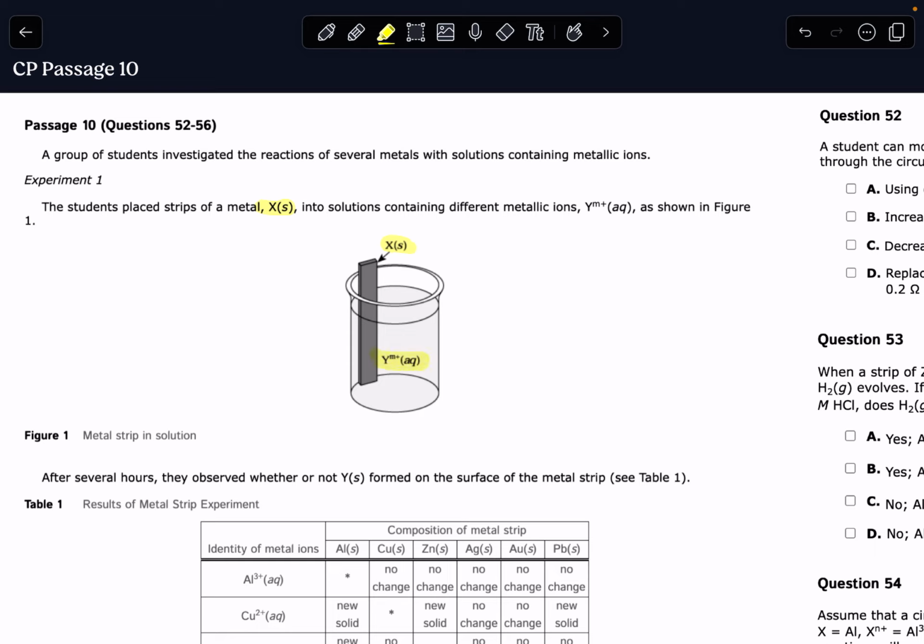So Y^(m+)(aq), this is a metallic ion that's carrying this positive charge, right? M can be 2+ or 3+, M can be anything depending on the metal, right? And then the X(s) is a different metal, but it is really in its solid form, okay? So that's all I get from figure 1.